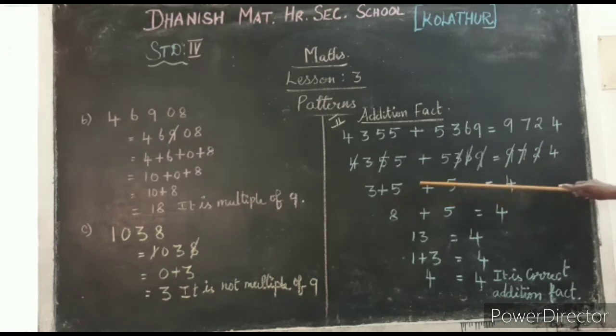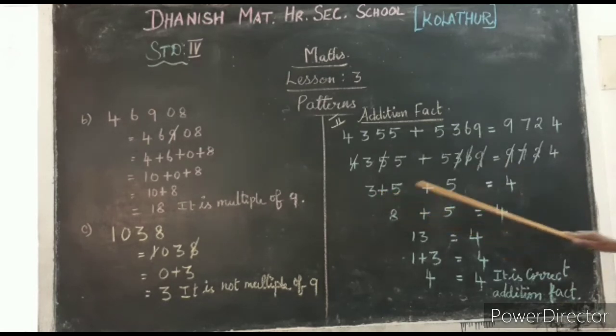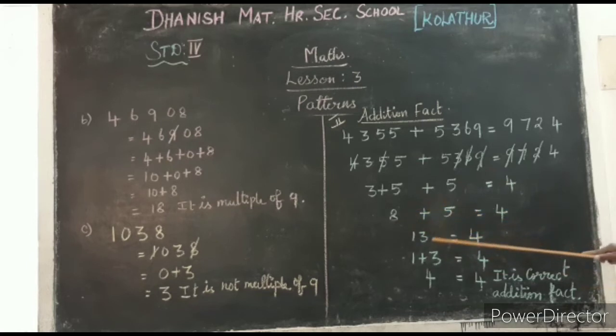So now we should add the left hand side as well as the right hand side. First the left hand side: 3 plus 5 is equal to 8. So 5 only is there, write 5 as such. Is equal to 4 only is here, so write 4 as such. So 8 plus 5 is what? Yes, 13. So write 13 is equal to 4.